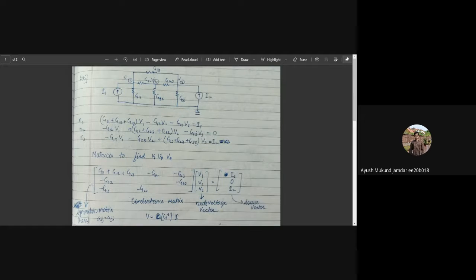In this video, we'll try to understand nodal analysis, that is, a method to analyze circuit networks using Kirchhoff's current law. According to the law, for each node in the circuit, the algebraic sum of current should be zero. Let's try to understand this with an example shown here.